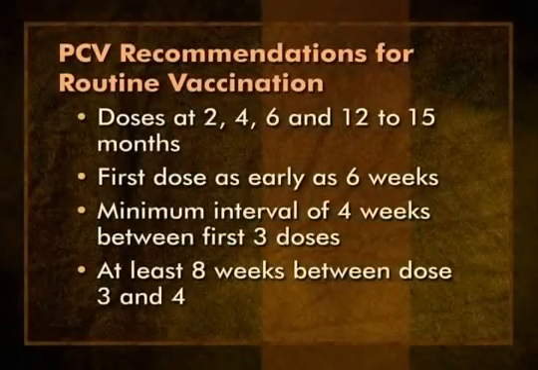The routine vaccination schedule for PCV is 3 primary doses at 2, 4, and 6 months, with a booster dose at 12 to 15 months. The first dose may be given as early as 6 weeks of age. If an accelerated schedule is needed, a minimum interval of 4 weeks should separate each of the first 3 doses. At least 8 weeks should separate the third and fourth doses.